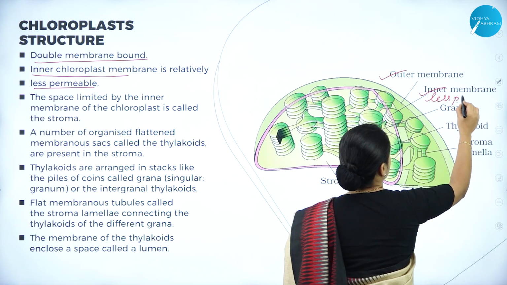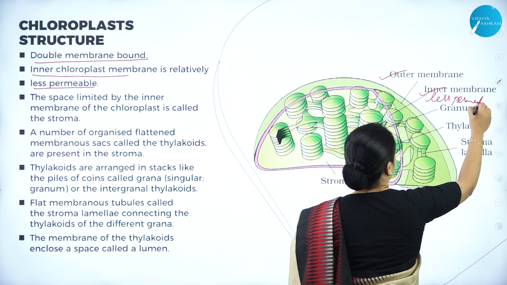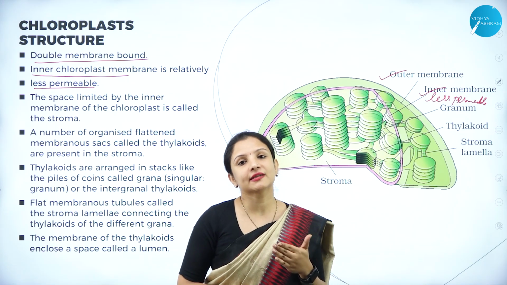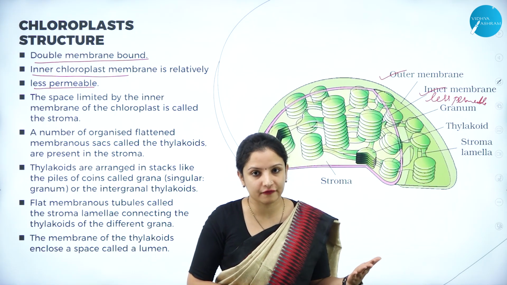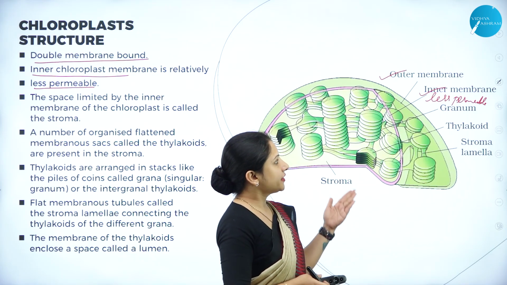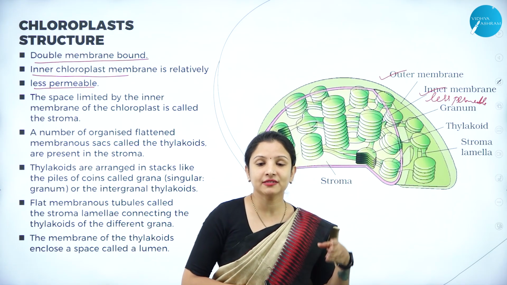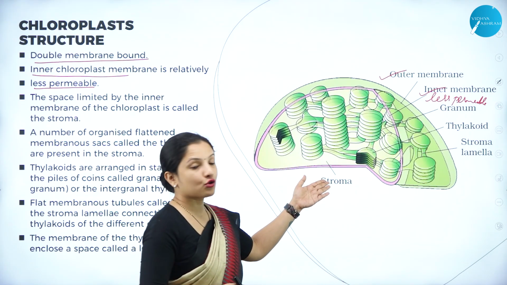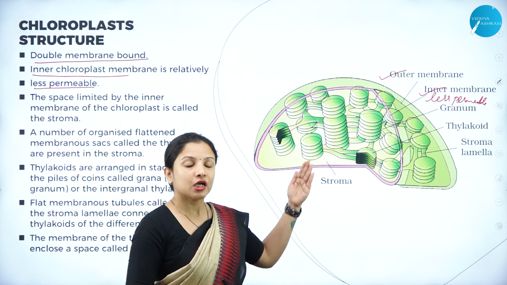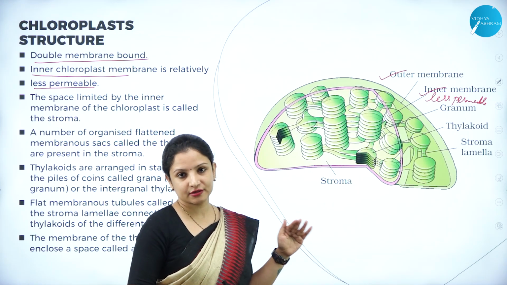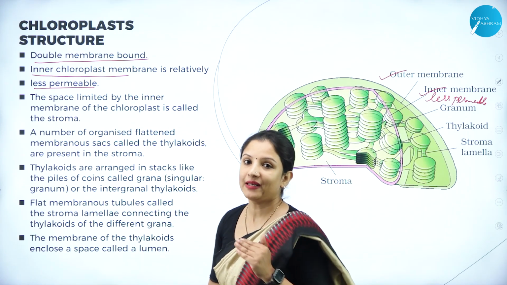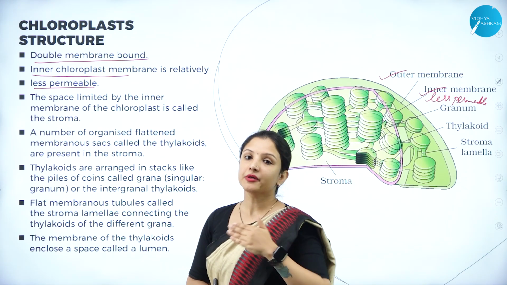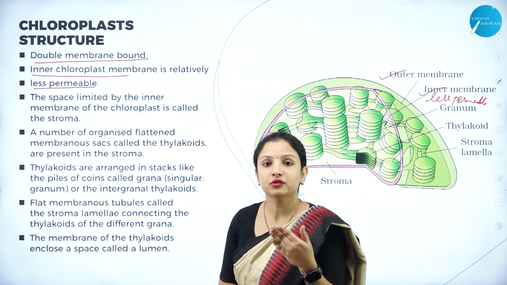So what do you mean by permeability? Permeability means the ability of a layer or a membrane to allow certain substances to enter and move out of the cell in this particular case. So here the inner membrane is less permeable, means it will not allow all the substances to enter into the stroma of the chloroplast, but it will allow only certain substances to enter. That is what it means by less permeability. So the inner membrane decides which substance has to come into the chloroplast and which substance has to leave the chloroplast.